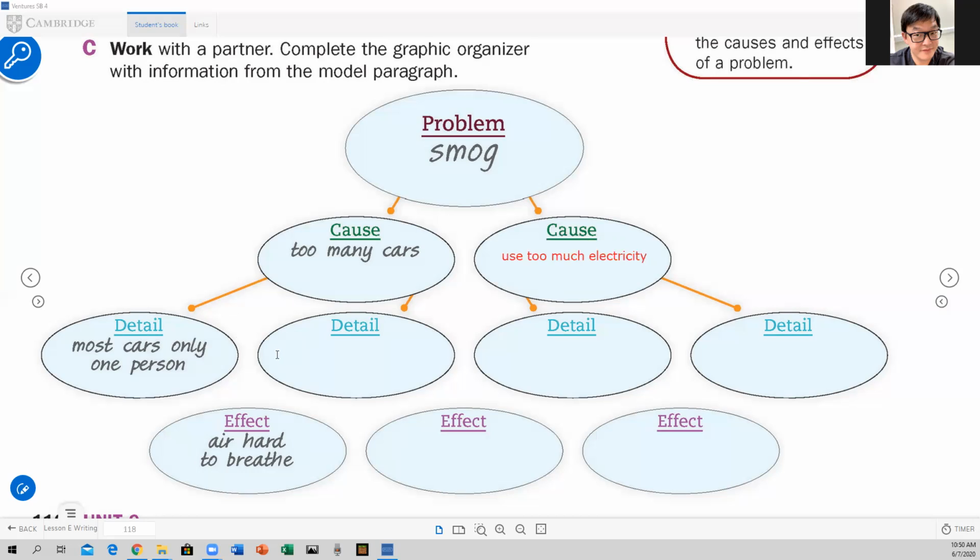What's the other detail that happens there? Why do we have too many cars? People take unnecessary trips, remember? Unnecessary trips. And the person said, instead of walking, they take unnecessary trips. Okay.